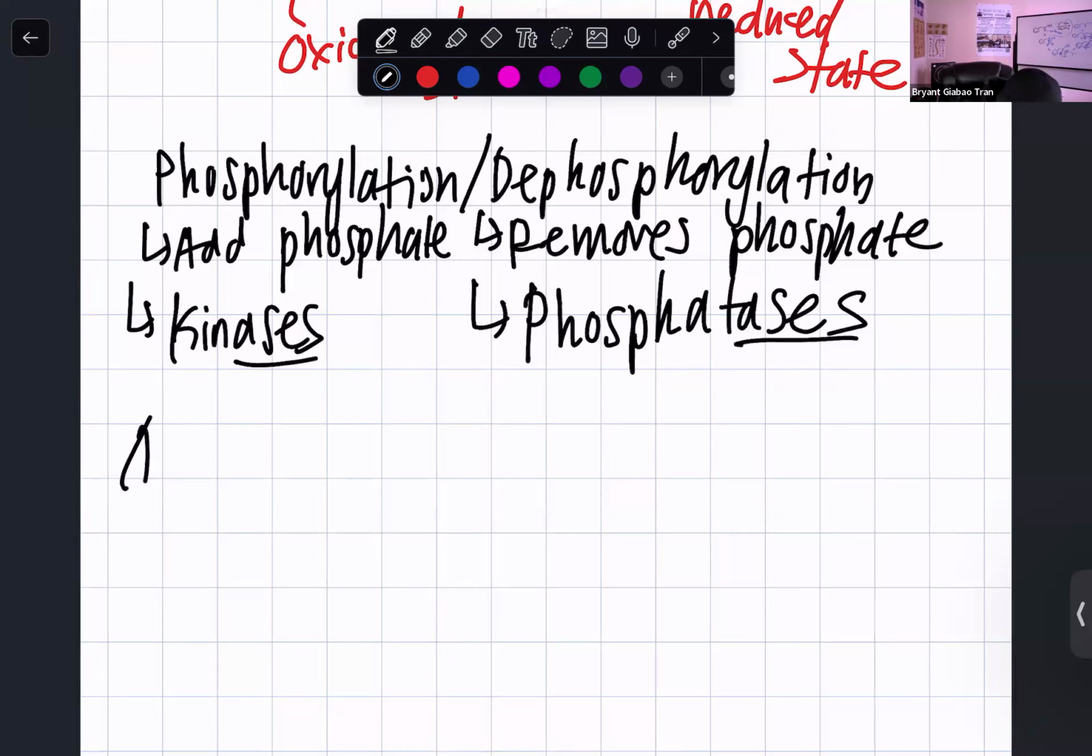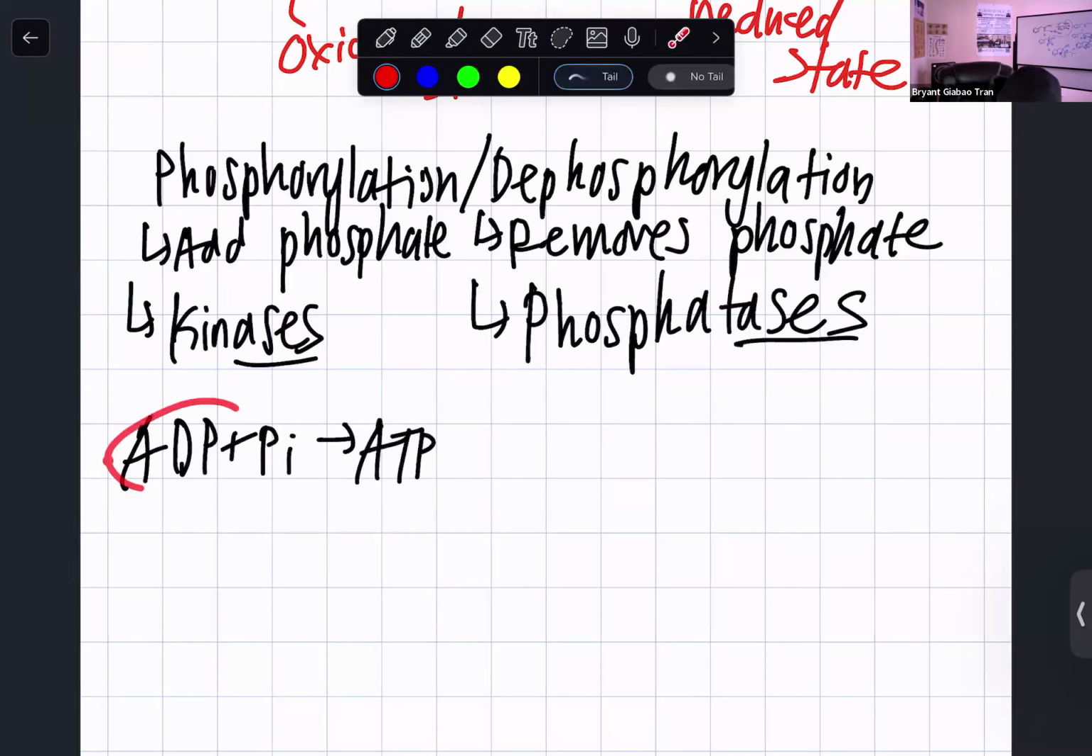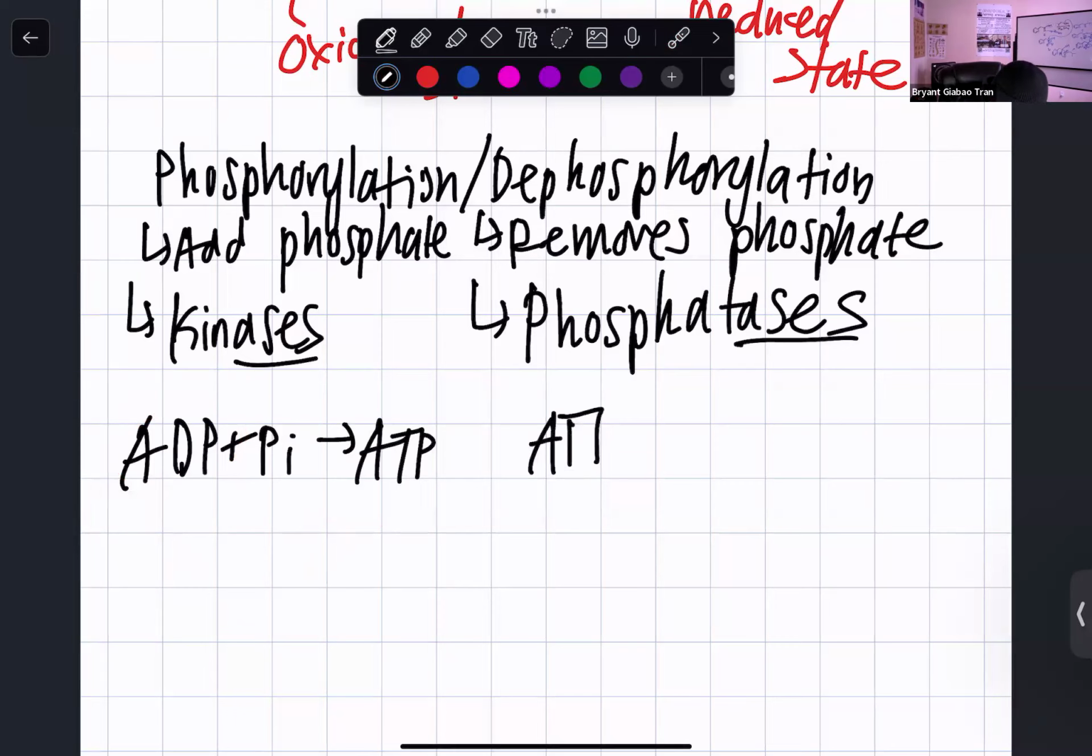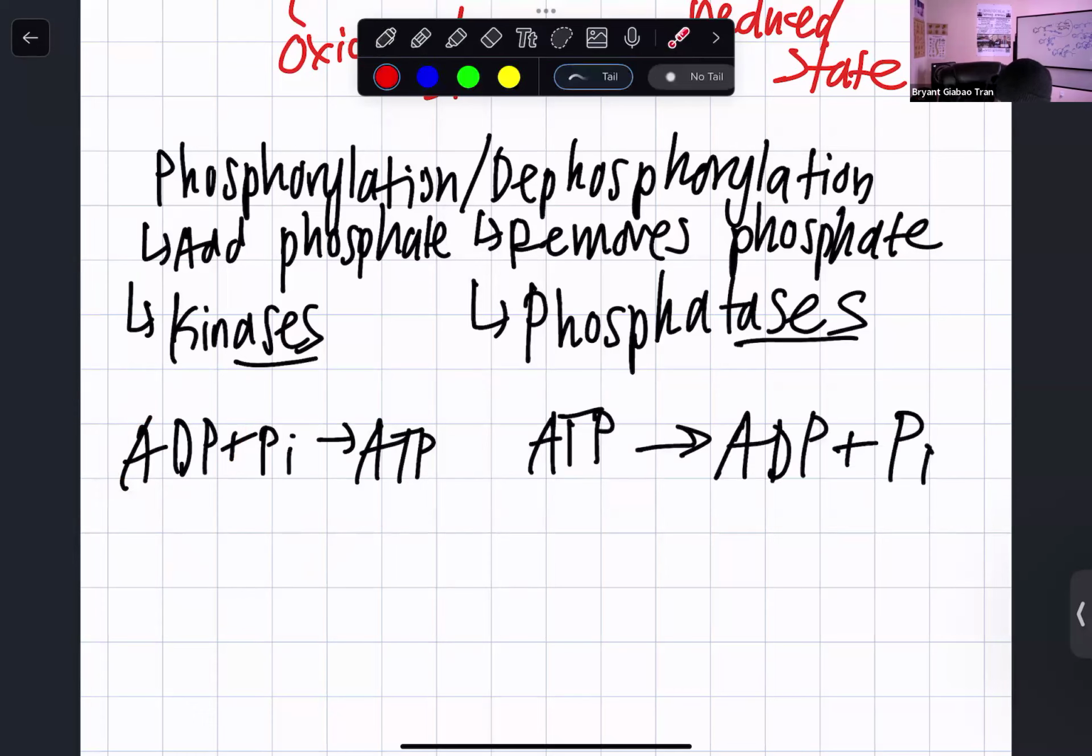An example is ADP plus Pi becoming ATP. We are phosphorylating the ADP. We're adding a phosphate group to ADP to convert it to ATP. Dephosphorylation is when we have ATP and we convert it into ADP and inorganic phosphate, right? We are releasing a phosphate group, dephosphorylating, removing a phosphate group from ATP.